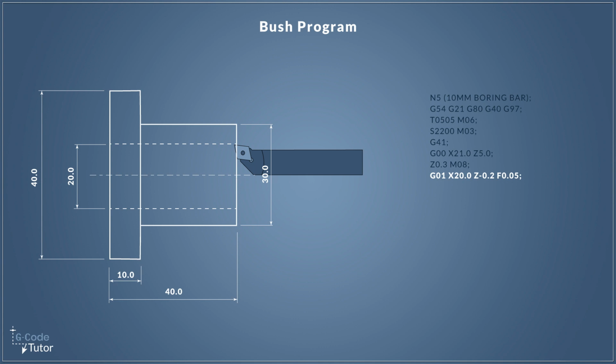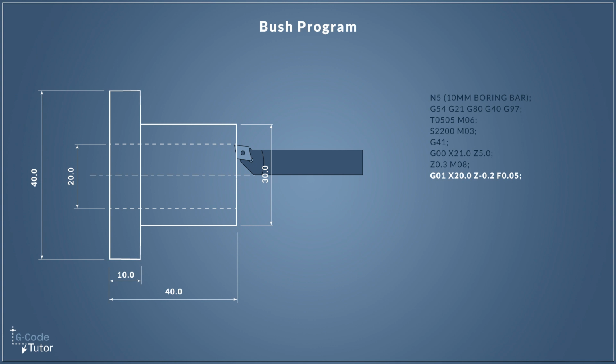So why is my X double the Z here? Now this catches a lot of people out. We have to remember with a lathe, we're working in diameters and not radiuses when it comes to the X axis. So that is why my X is double my Z to achieve a 45 degree angle on the front face of this bore.